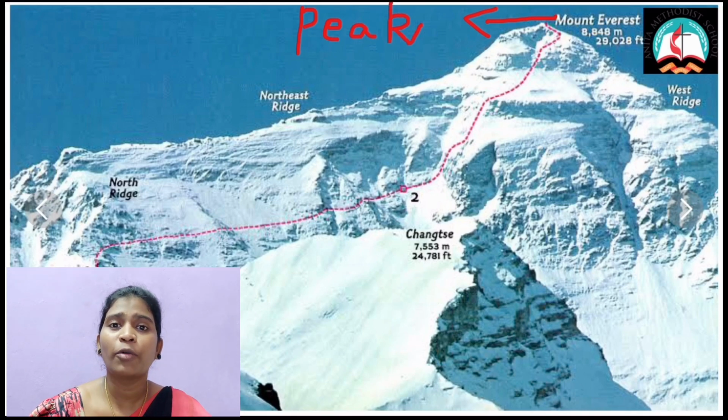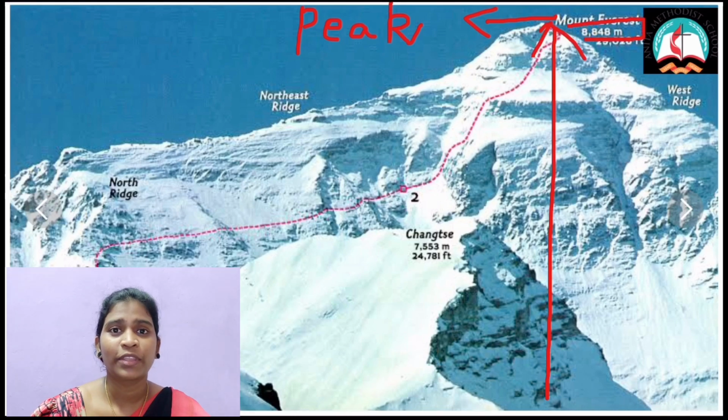We know that the mountain has steeps. The mountain should also have a peak. So the highest point of a mountain is what we call the peak. So Mount Everest is the highest peak in the world, which is 8,848 meters in height.